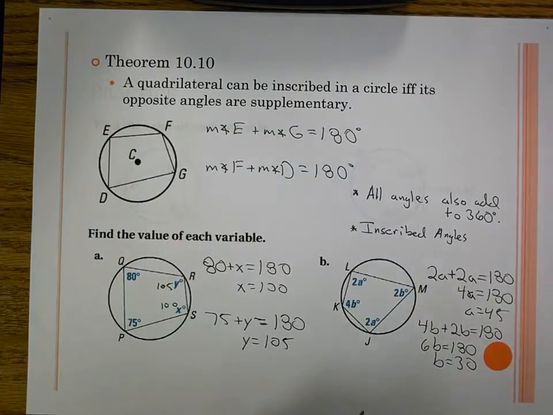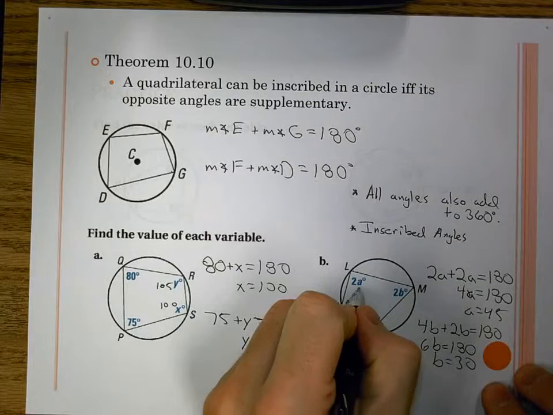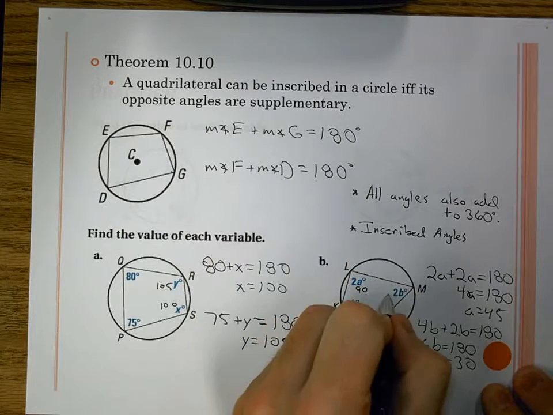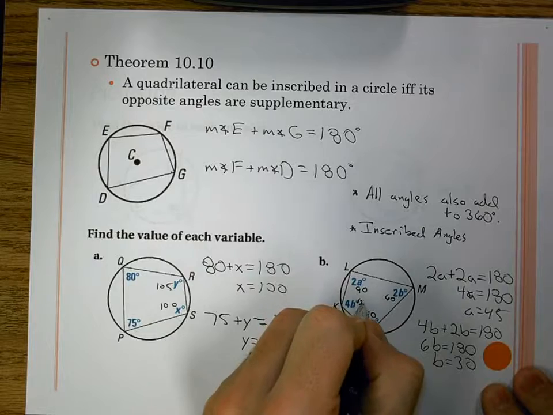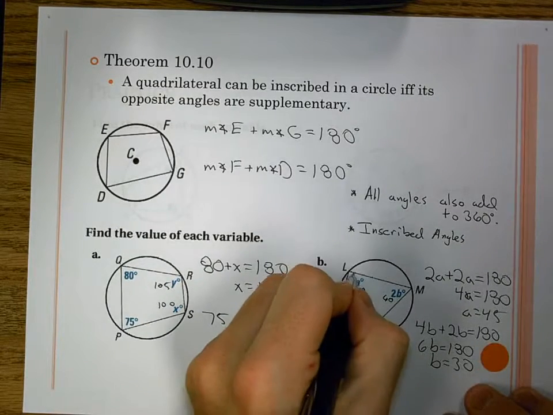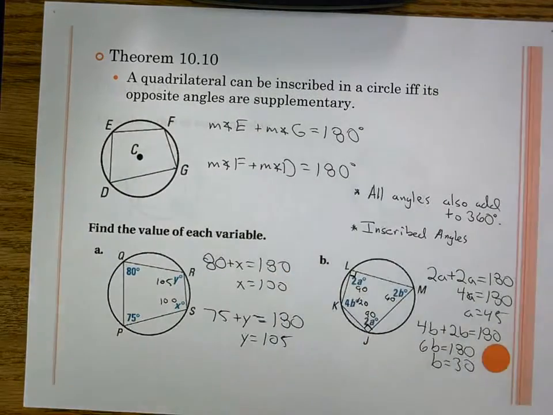I can plug those in. A is 45, so those are each 90. B is 30, so we get 60 and 120. And if we look at that one, this one actually appears to be a kite, because we have one set of opposite angles the same, and that would kind of fit in that description that we have for a kite.